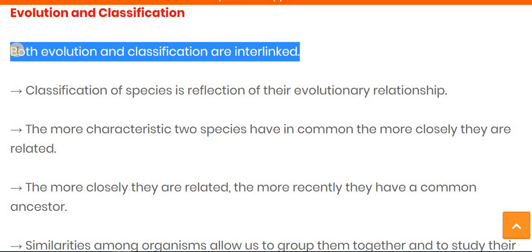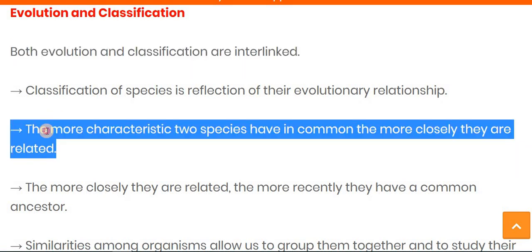And by comparing species we do the classification. So we can say that the classification of species is a reflection of their evolutionary relationship. The more characteristics two species have in common, the more closely they are related. So we can conclude that if species share common characters, they are closely related.